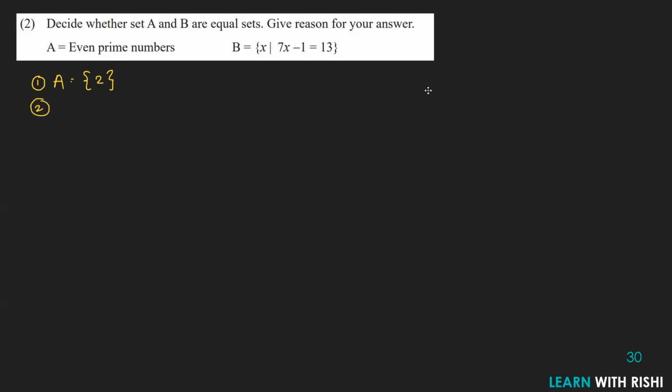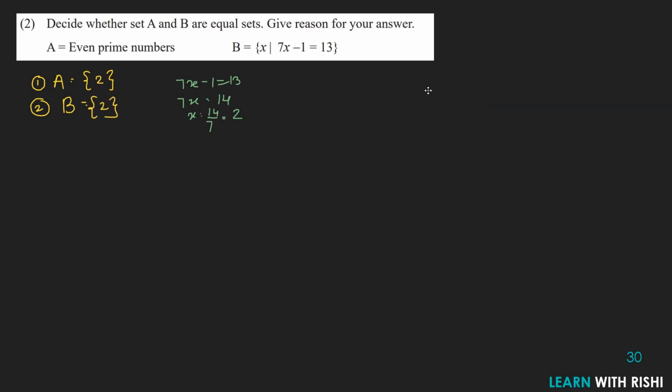Second, set B. Set of all x such that 7x minus 1 is equal to 13. So we need to solve the equation 7x minus 1 is equal to 13. So 7x will be 13 plus 1, 14. So x will be equal to 14 divided by 7, that is equal to 2. So again, we are getting the element 2.